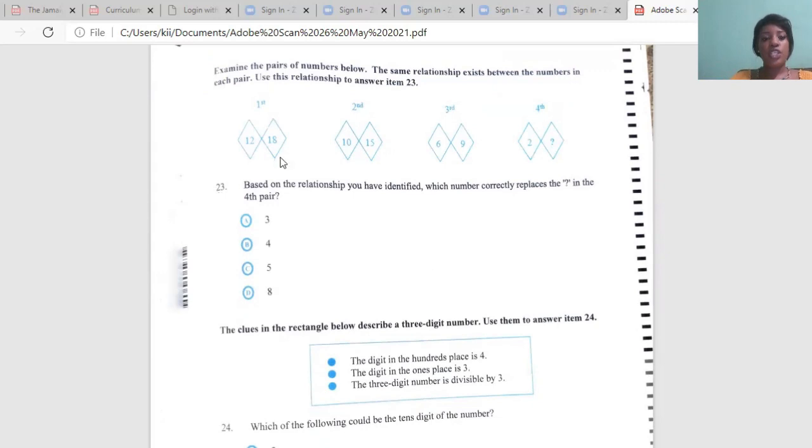All right, let me see the relationship between the first pair of numbers. So it was 12 and 18. What's the relationship between 12 and 18? 12 and 18, that's 6. I'm using the subtraction method. So if I subtract 12 from 18, I get 6.